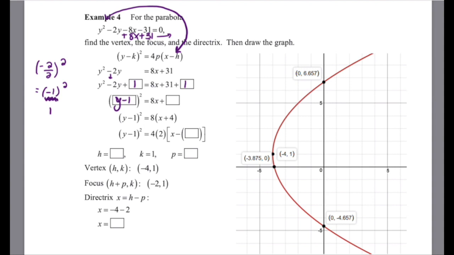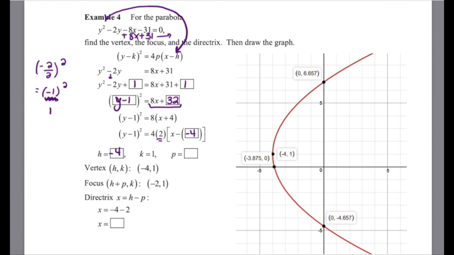And then we'll have 8x plus 32 on the right. We want to factor. I see they both are divisible by 8. But we also need our p value. So 4 times what gives me 8? 4 times 2 is 8. And then writing using subtraction, x plus 4 is the same as x minus a -4. I know all of my values now. I know my h value is -4.